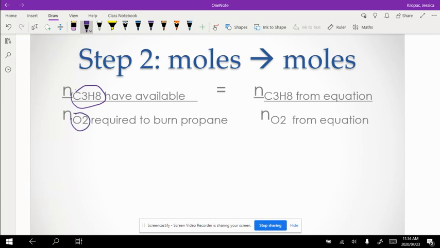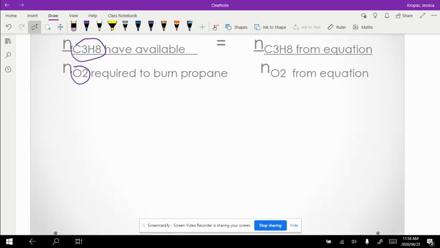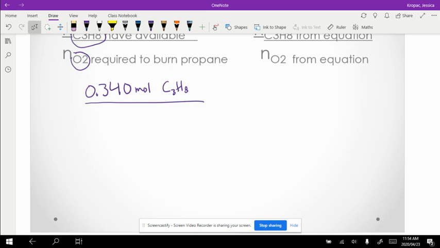So I actually know my number of moles of propane. I already calculated that. My number of moles of propane is going to be 0.340 moles of propane. That's C3H8. And I'm looking for my number of moles of oxygen. I don't know how many moles that is yet, so I'm going to call that X moles of O2.